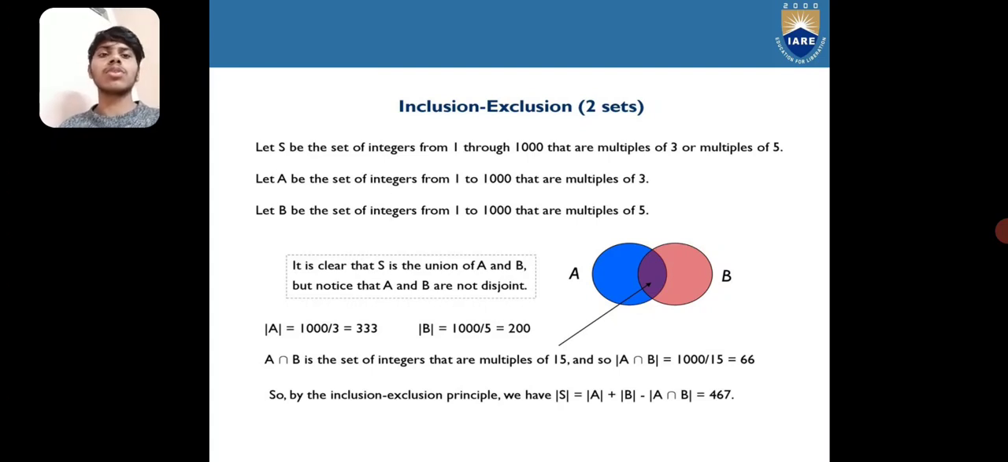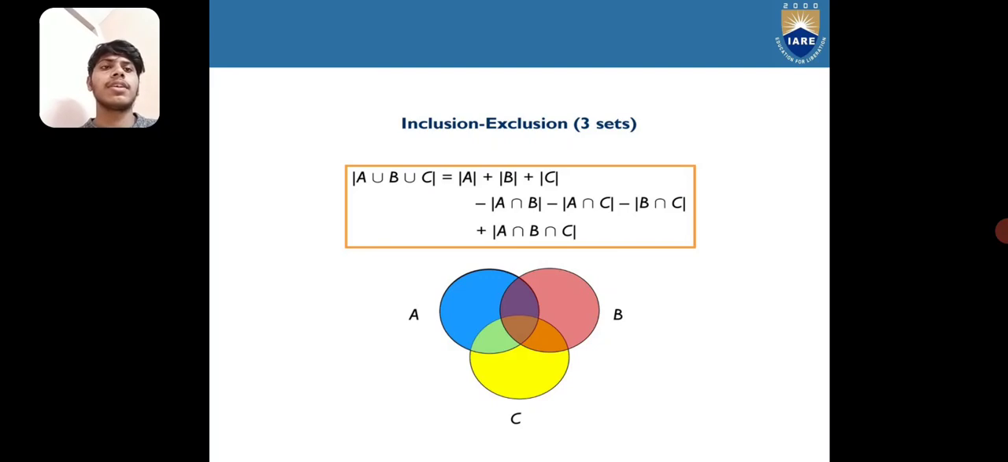|A| is equal to 1000 by 3, which is 333. |B| is equal to 1000 by 5, which is 200. A intersection B is the set of integers that are multiples of 15. So |A ∩ B| is equal to 1000 by 15, which is 66. So by the inclusion exclusion principle, we have |S| is equal to |A| + |B| minus |A ∩ B|, which is equal to 467.